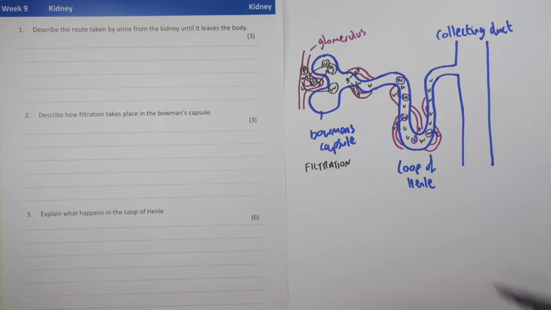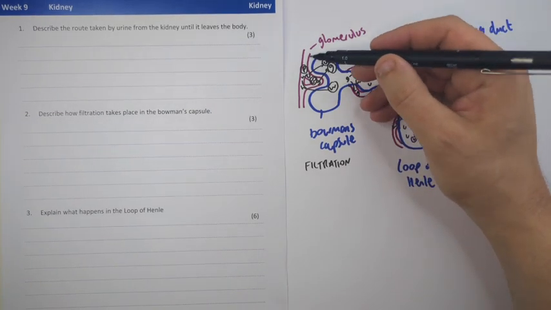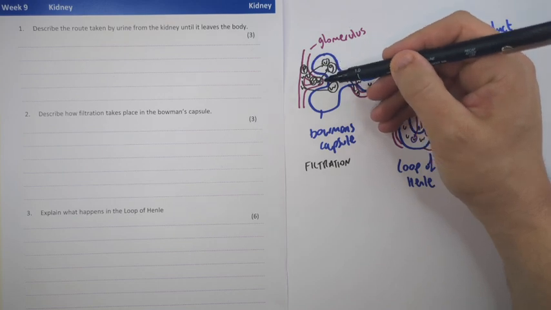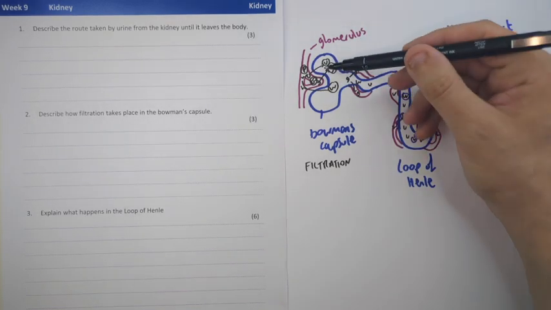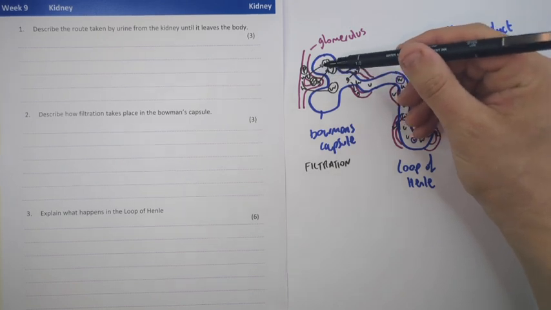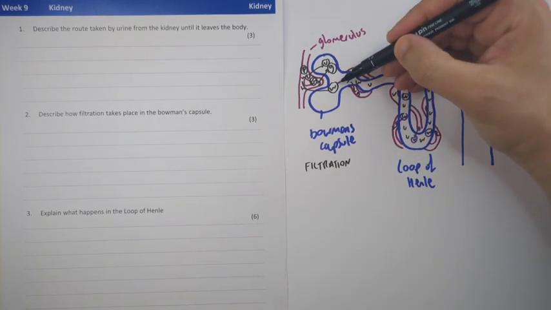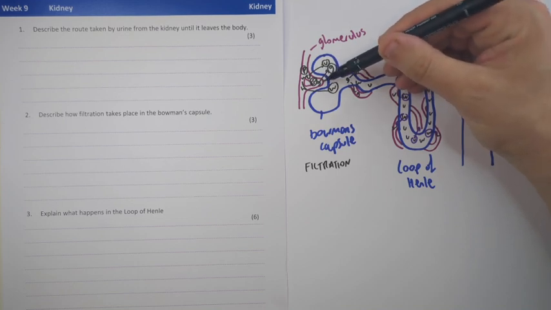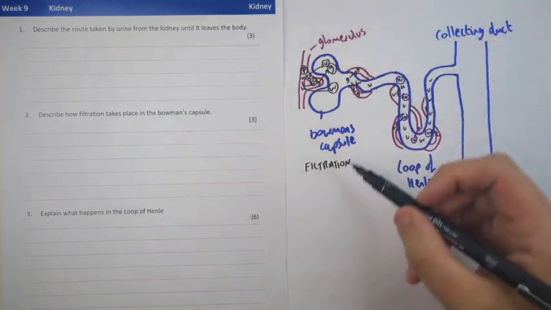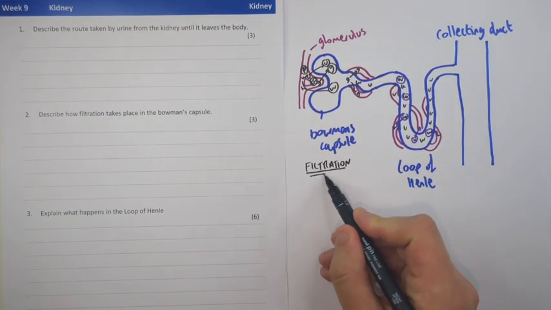So let's go from the beginning. In the blood, in the glomerulus, capillaries that enter the Bowman's capsule, you've got the proteins, urea, red blood cells, glucose, and water. Proteins and red blood cells are too big to enter by diffusion, so only urea, glucose, and water diffuse across the partially permeable membrane into the Bowman's capsule. It's where filtration takes place.